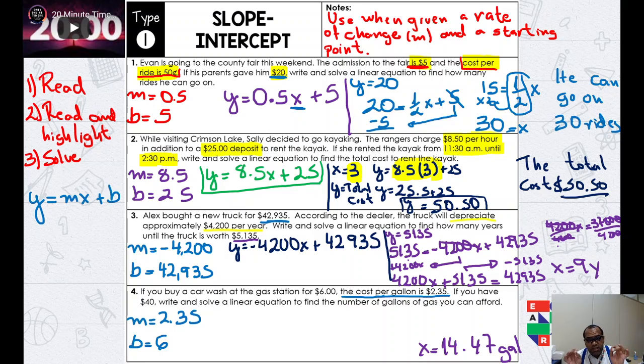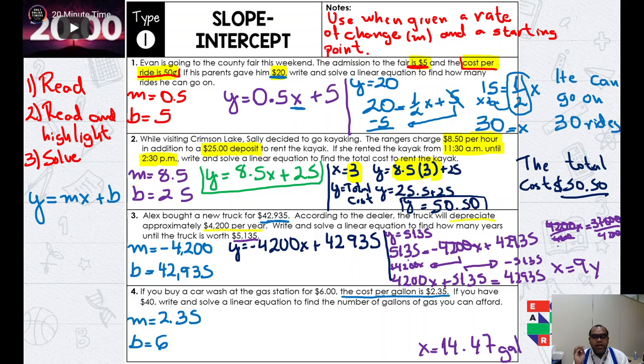And as you can see here, guys, most part of those exercises I did in the classroom. I will solve one or two throughout this one, just for you to understand again and read again. Great. Number four over here. If you buy a car wash at the gas station for $6, the cost per gallon is 2.35. If you have 40, write and solve a linear equation to find the number of gallons of gas you can afford. Guys, it is easy.